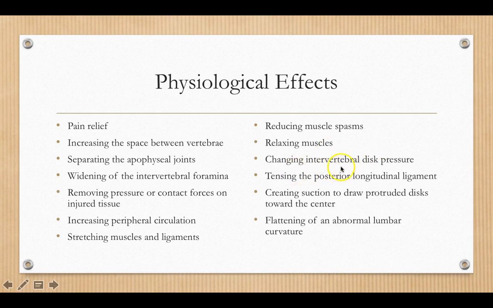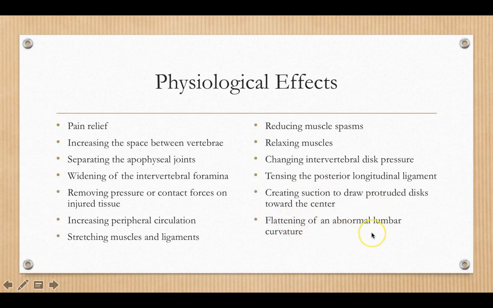We get changing intervertebral disc pressure. It will tense what's known as the posterior longitudinal ligament, which runs along the back side of the column that the spinal cord runs through. And so when that tenses, that can help to stabilize the spine as well as help push that nucleus pulposus back into place. It creates that suction, so that low pressure to draw those protruded discs towards the center.